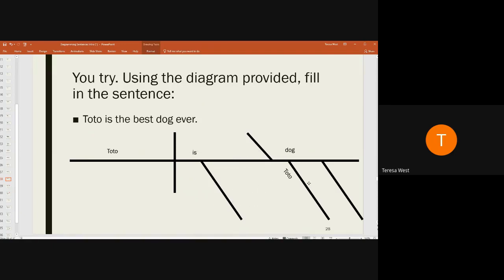So the and best actually both modify dog. So the and best are the modifiers for dog. Ever is an adverb. So our adverb is what modifies a verb. Our verb is is. So Toto is the best dog ever. Toto is dog, ever referring back to is, and the and best referring to dog.